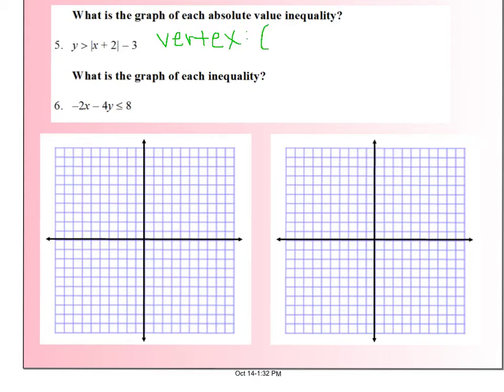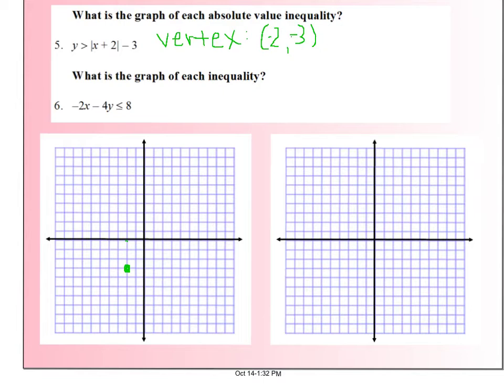I know my vertex is a point, and I know that the values are going to come straight from my equation that I have. The first value, the x, is going to be this number inside my absolute value bars. I'm going to take the opposite of it, so negative 2. My second value is going to be exactly what is outside at the end, minus 3. So negative 2, negative 3 is my vertex. So I'm going to plot that point on my graph and go over negative 2. I'm going down 3, 1, 2, 3. So right here is my vertex. That's negative 2, negative 3.